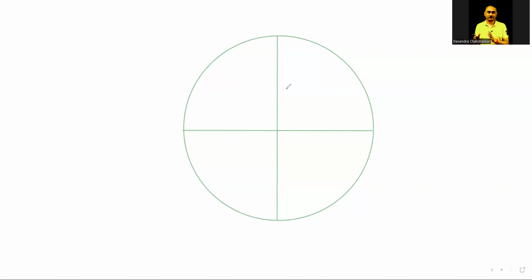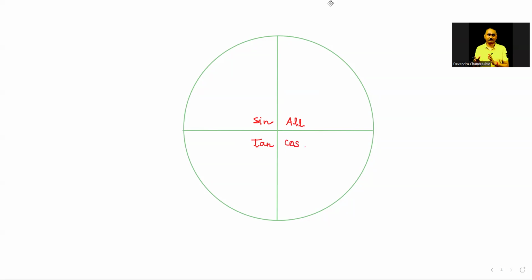So this is the first quadrant, right? As I said, this is the first quadrant. Always remember, for the first quadrant, it's all, right? For the second quadrant, it's sine. For the third quadrant, it's tan. For the fourth quadrant, it's cos. So all sine, tan, cos. You can rhyme it also.